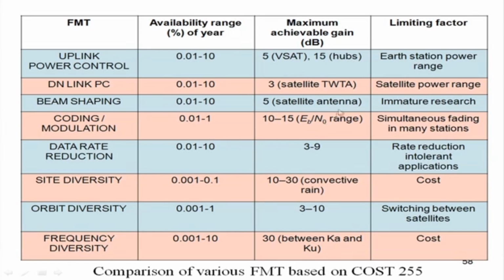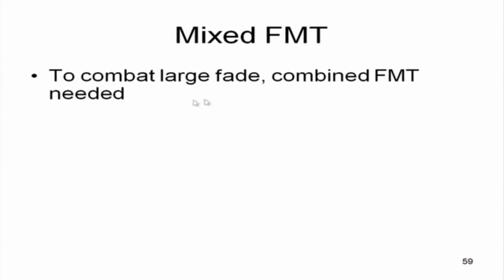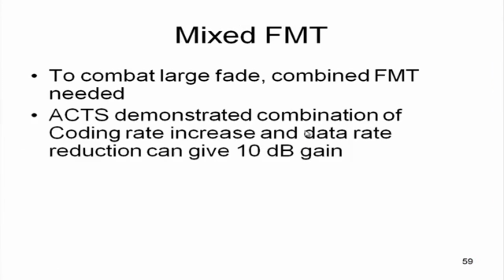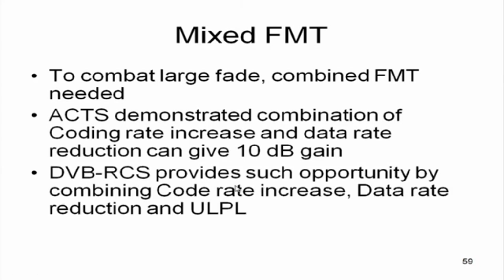People are not trying them individually. They sometimes combine these techniques and get a higher advantage, which is called mixed FMT, or combined FMT. The Advanced Communication Technology Satellite demonstrated a combination of coding rate increase and data rate reduction, which was done in the 1990s by the US. It could show 10 dB gain in those days. DVB-RCS provides this; DVB is Digital Video Broadcasting, and RCS is Return Channel via Satellite. This is used by VSAT communication, like what you see in bank ATMs. This is a standard by the European community and provides such an opportunity by combining coding rate increase, data rate reduction and uplink power control.